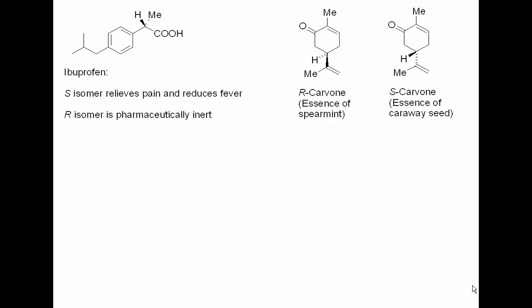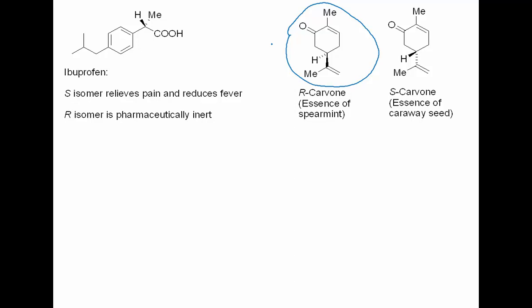Here's a good example of this. This molecule right here, carvone. R-carvone is the essence of spearmint oil. S-carvone is the essence of caraway seeds and dill seeds. These taste very different, so our perception of these two enantiomeric compounds is actually quite different.